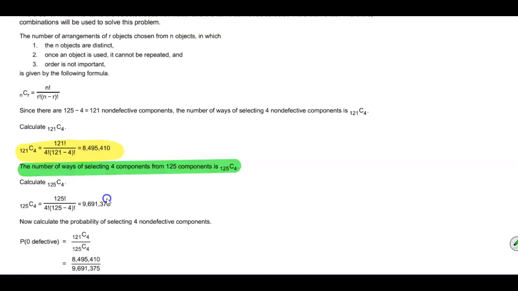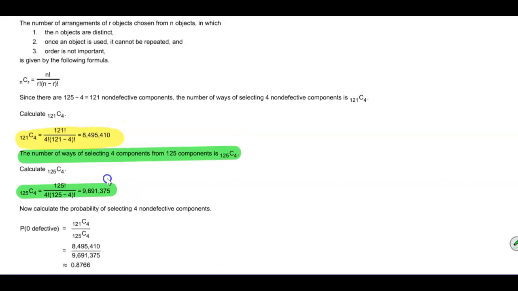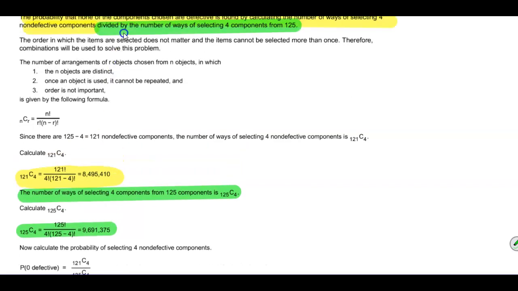So now we have to compute that. We're going to use the combination formula, now using 125 as n, and we're still using r equal to 4. So 125 factorial divided by 4 factorial times 125 minus 4 factorial gives us a total of 9,691,375. Now again, going back up, it says we need to divide that.